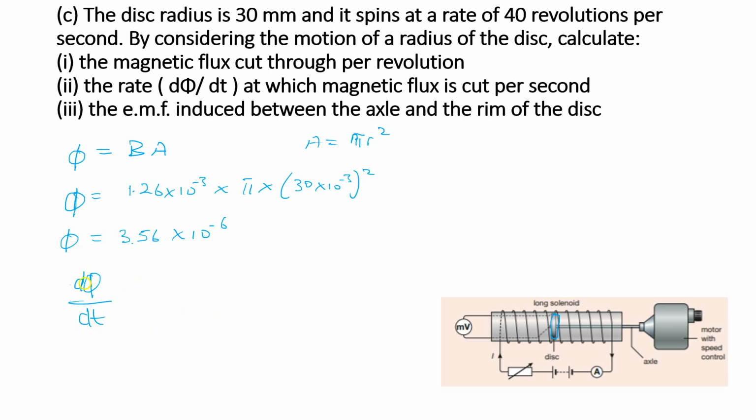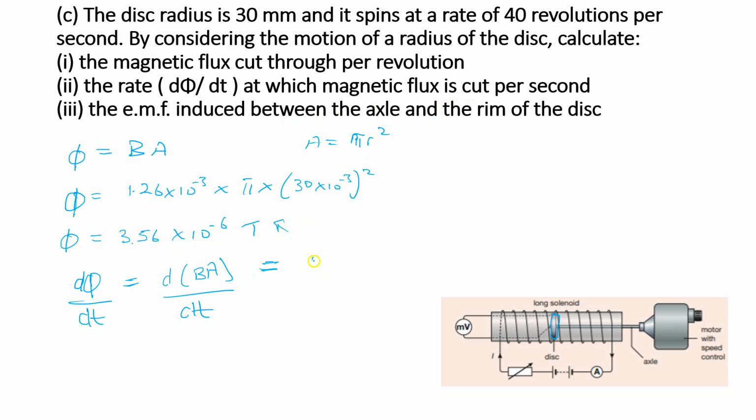Right, so dΦ per dt is equal to, as we know, if time is 1 second, essentially we're saying, remember that magnetic flux is B times A divided by dt. So this is just telling us that our change in magnetic flux within 1 second is essentially B times the area divided by 1. So our rate of change in magnetic flux is essentially going to be the same thing right here.